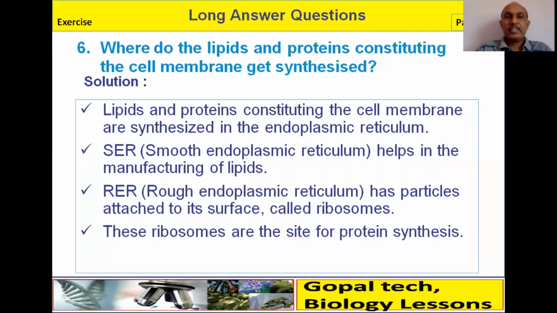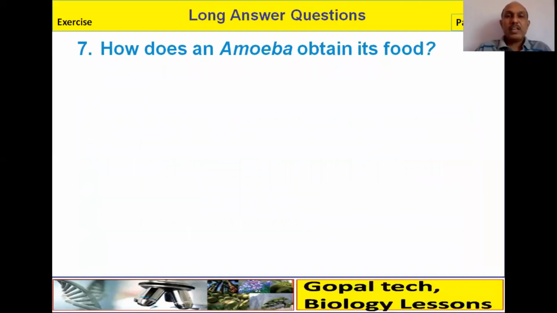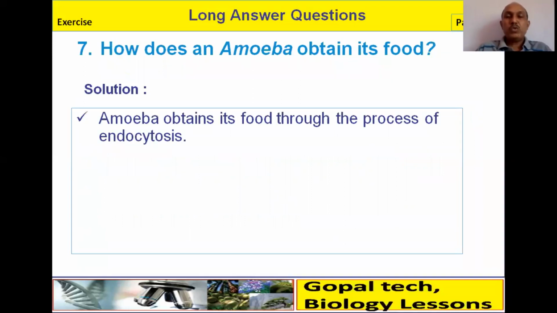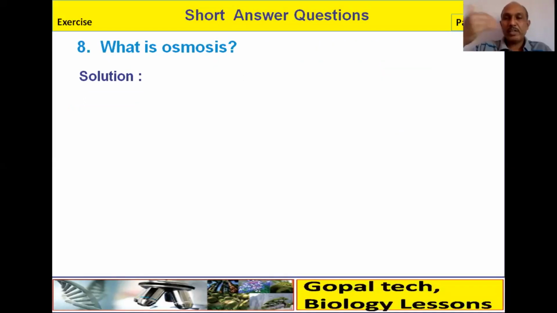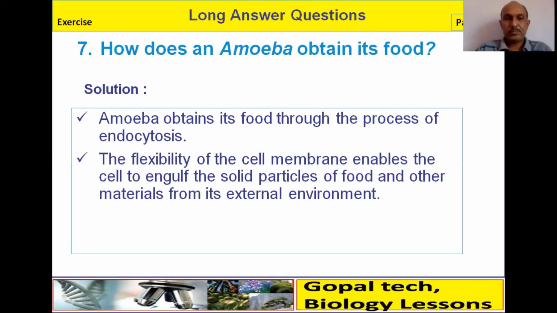67. Exercise के questions. How does an amoeba obtain its food? Simple. Amoeba obtains its food through the process of endocytosis. The flexibility of the cell membrane enables the cell to engulf the solid particles of food and other materials from its external environment. Okay, और ये engulf करता है endocytosis.